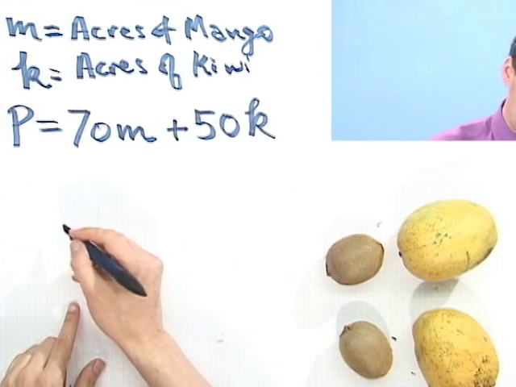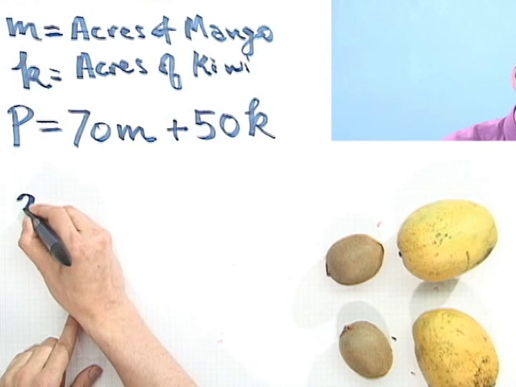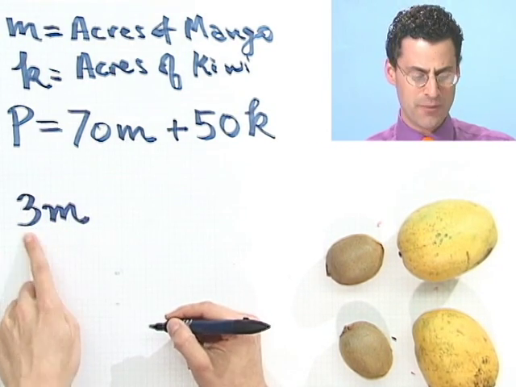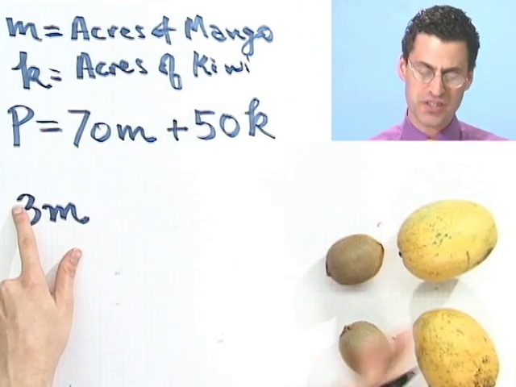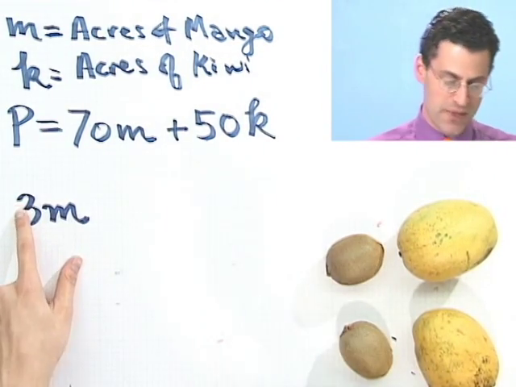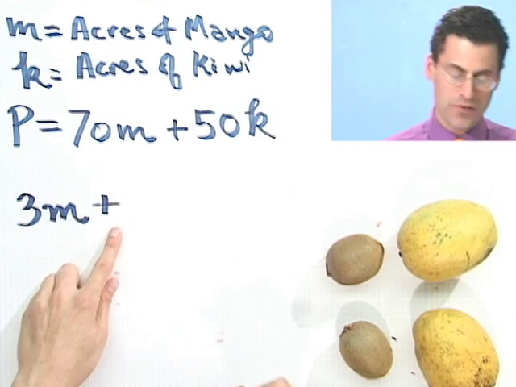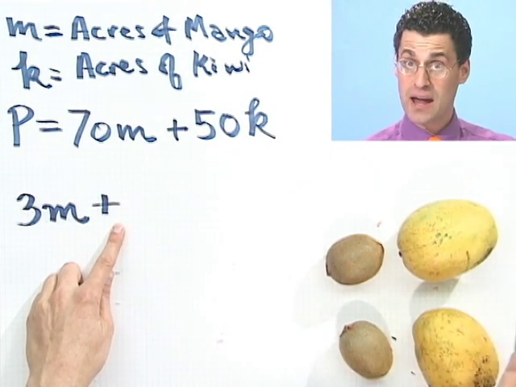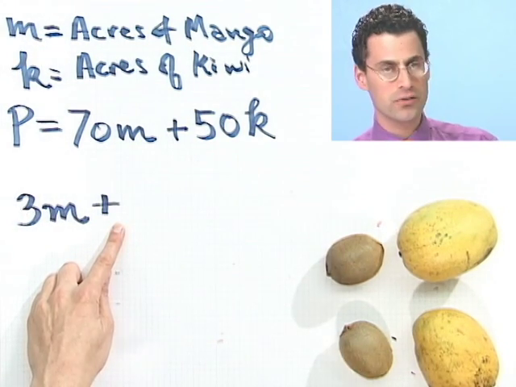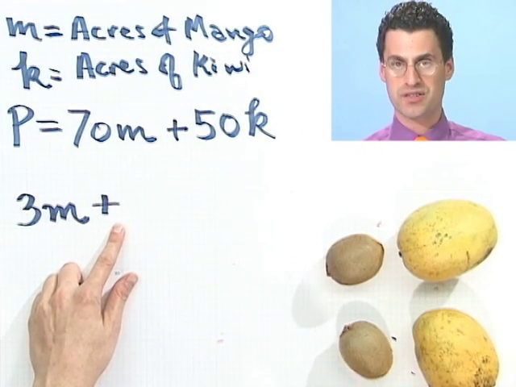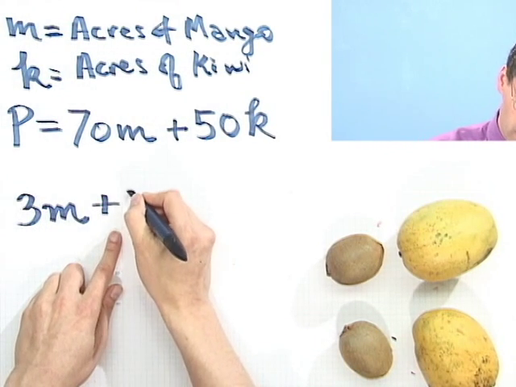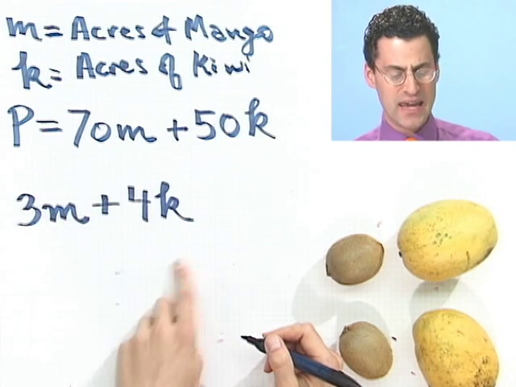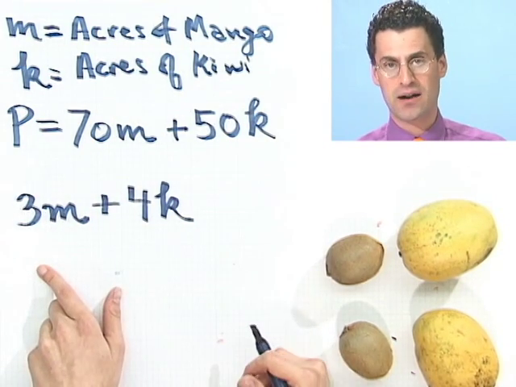So that means for the plow, I have 3 hours per acre of mango. So that's how many hours I'm going to need for the plow just to do the mango acreage. Then I have to add to it the hours I need to do the kiwi acreage. And how much is that? Well, for the kiwi, I already told you that to sow the kiwi, I need 4 hours on the plow. So in fact, I need 4 hours per acre, so 4k. So that's how many hours I need just for the plow.